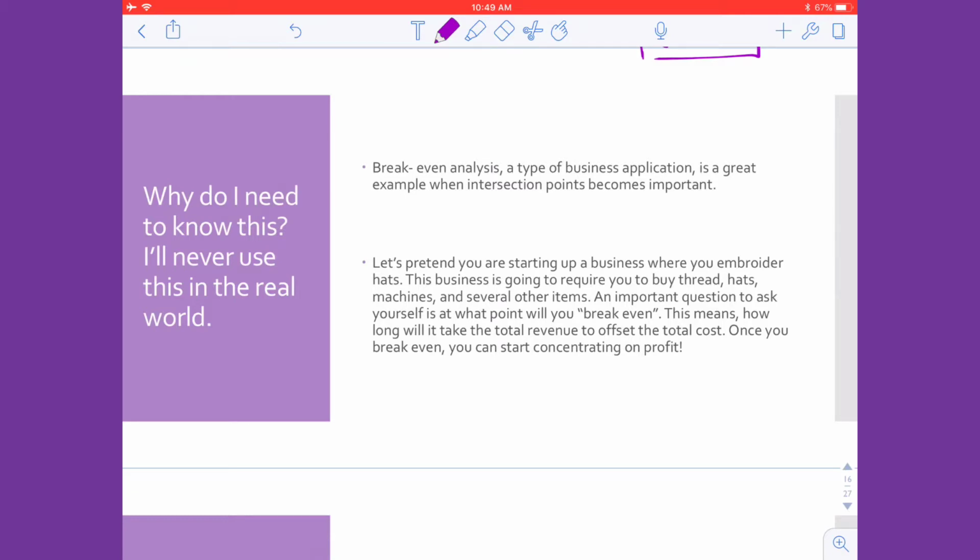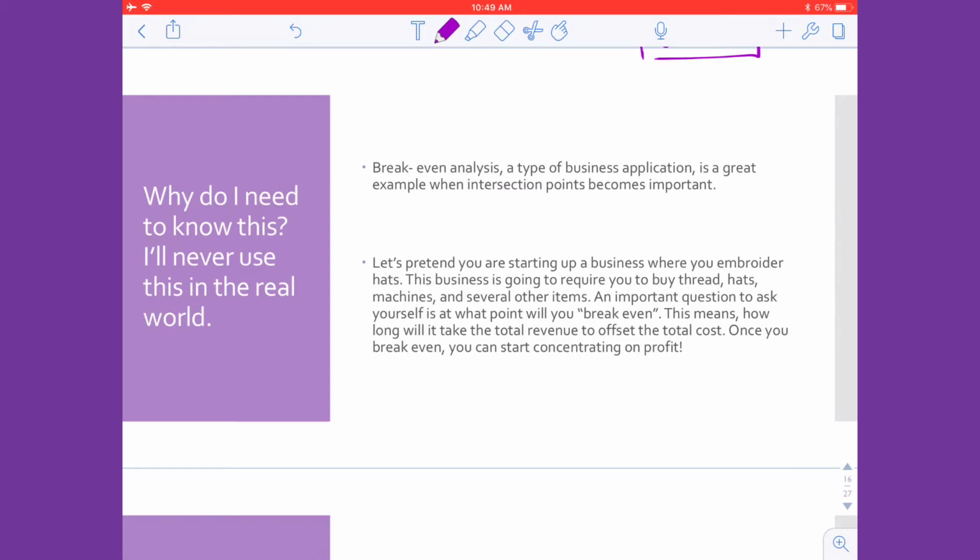This business is going to require you to buy thread, hats, machines, and several other items. An important question to ask yourself is at what point will I break even? So this means how long is it going to take the total revenue to offset the total cost? Once you break even, then you can start concentrating on profit.